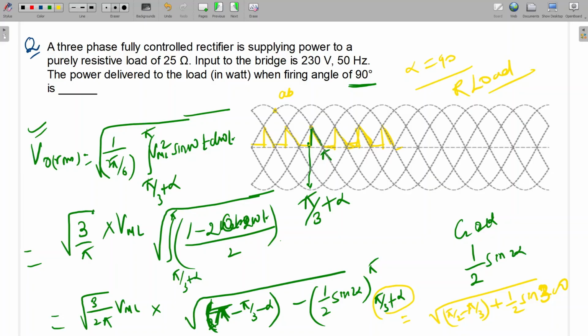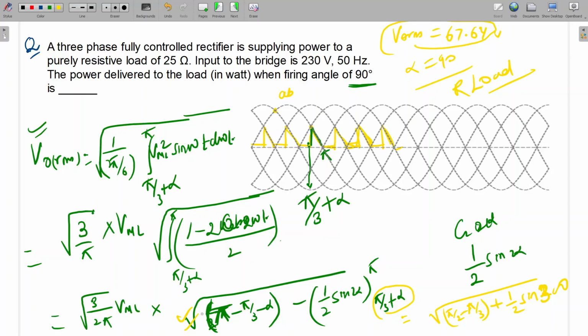The final answer which I have written is 67.64. VO RMS, 67.64. This will be the value. We'll verify this one. So 0.3 I am getting as this factor. 0.3 into under root 3 by 2 pi into VML, which is 230 root 2. 230 into root 2.